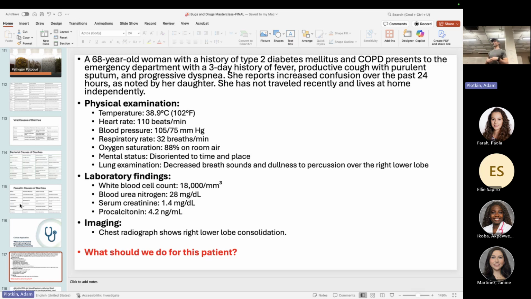MRSA. Does not cover MRSA, right? So it's not covering MRSA. And then which big bad gram negative does it not cover? Pseudomonas, right? So you're taking a step back and you're like, well, this patient has community acquired pneumonia. Yes, they have diabetes and COPD, but they don't have any MRSA risk factors or Pseudomonas risk factors, which we'll talk about in a second. I don't need to start them on big, bad, broad spectrum antibiotics. I'm treating them for community acquired pneumonia, okay?